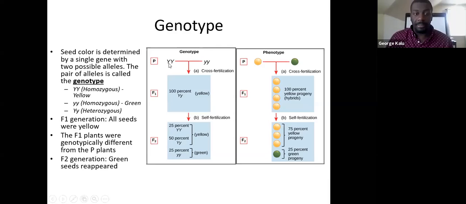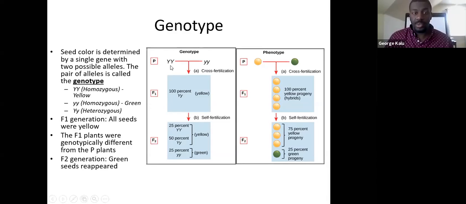So same alleles, two big Ys. This would be homozygous. This one would also be homozygous. Little y, two copies of the same allele, that would be considered homozygous. Now each of these, even though they're both homozygous, are going to be contributing to forming different traits.